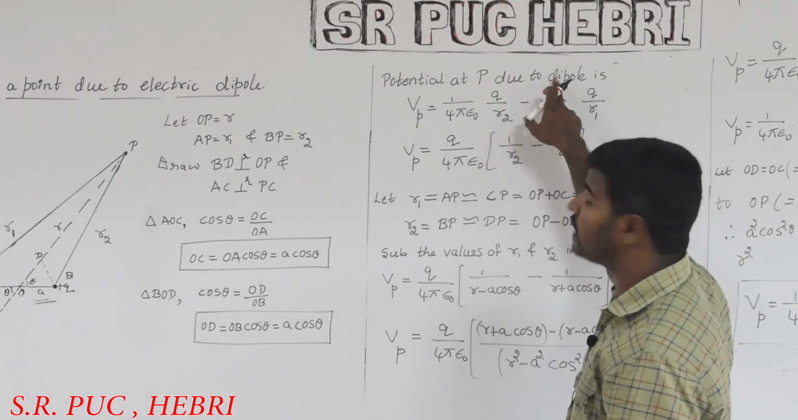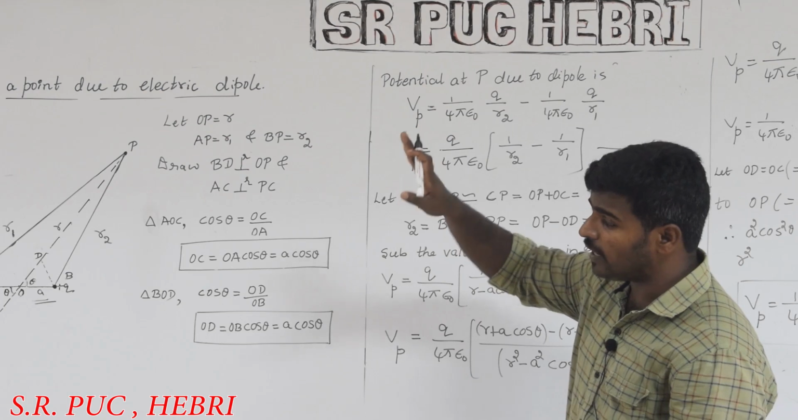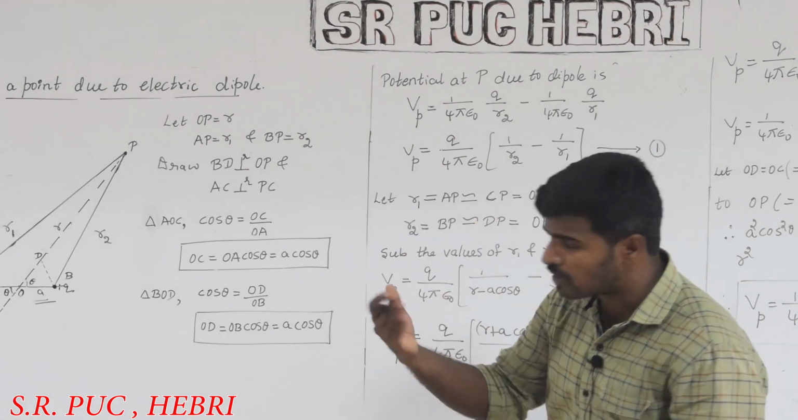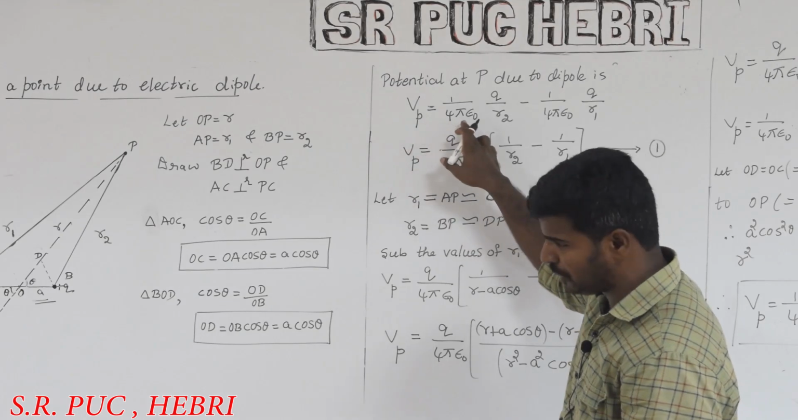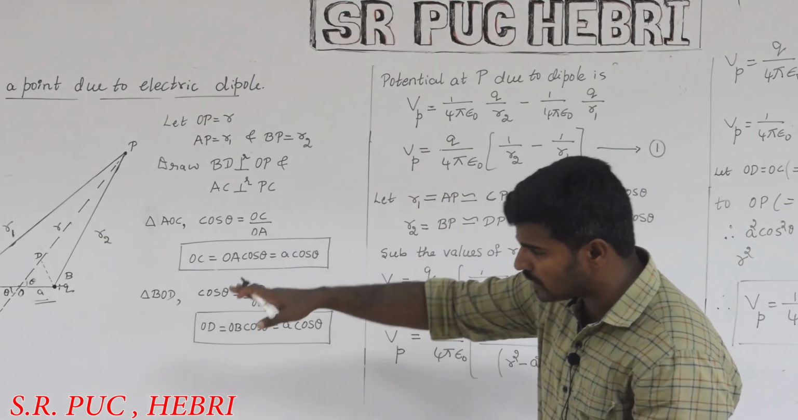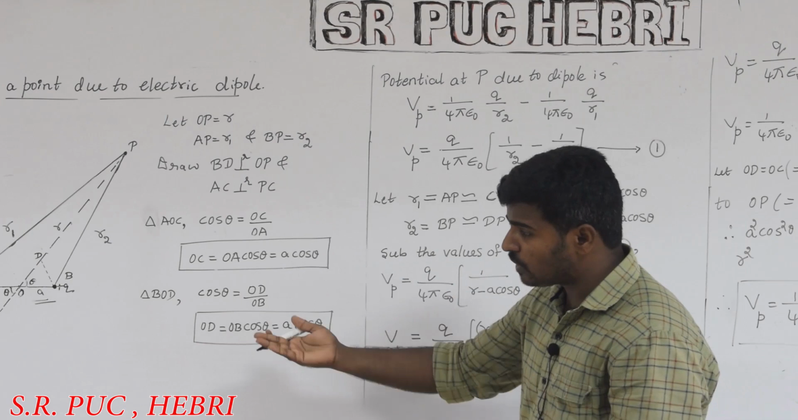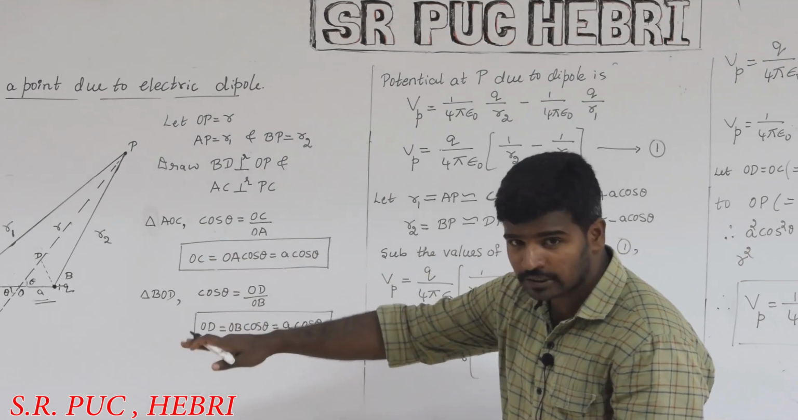The minus is because of a dipole, a pair of equal and opposite charges: one charge will be plus, and the other charge will be negative. In general, potential V is equal to V1 plus V2. V1 is because of the charge plus q, and V2 is because of the charge minus q.